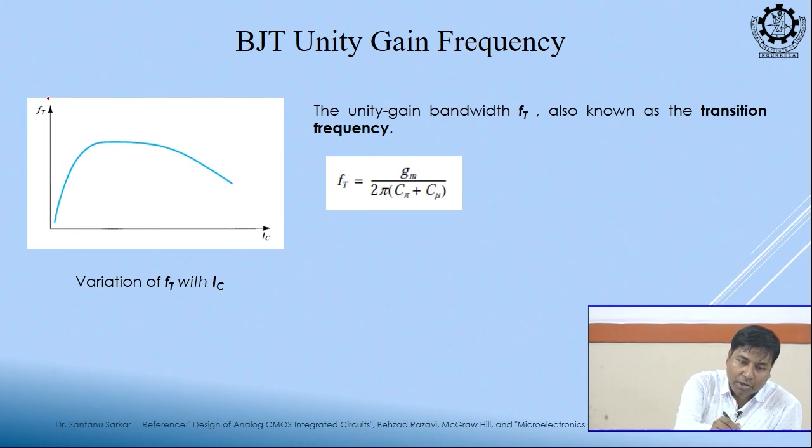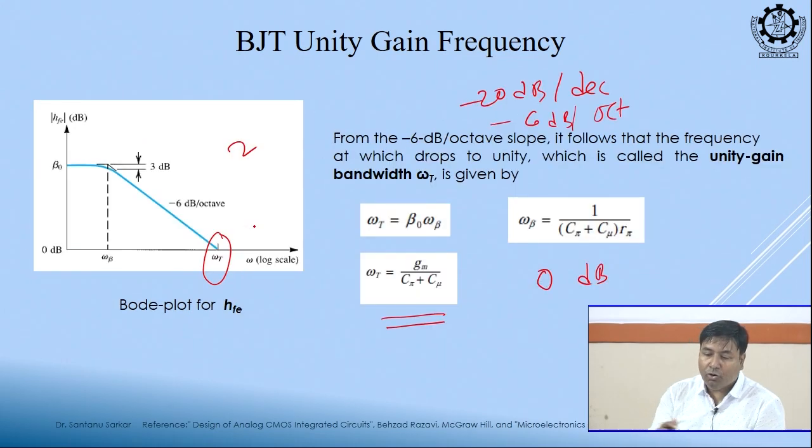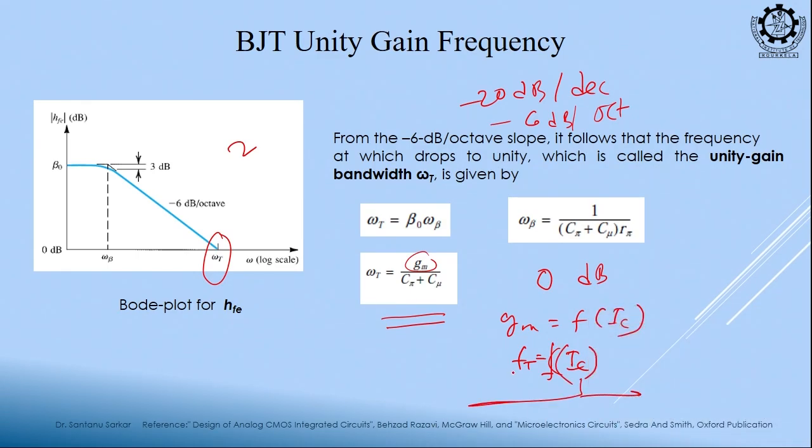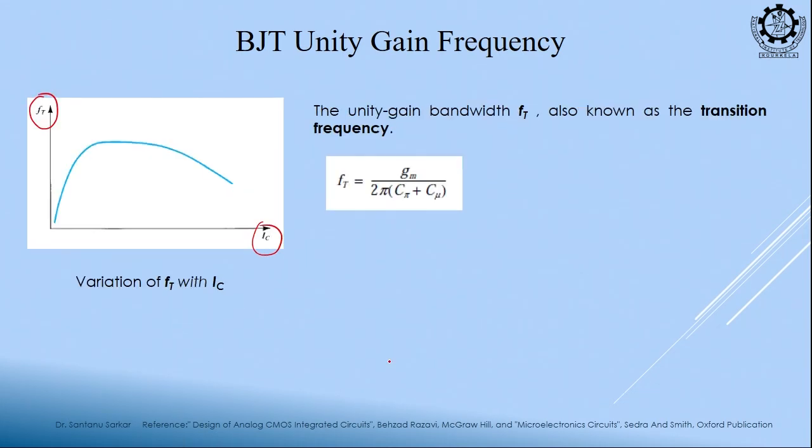Now, if we plot this FT with different values of IC, what is the value of FT? FT depends on GM and GM depends on IC. So, we can say FT is a function of IC. If I vary this IC, my FT will also vary. So, I am plotting FT by IC and I will try to find out a range where FT is constant, and I will try to use that value of IC.